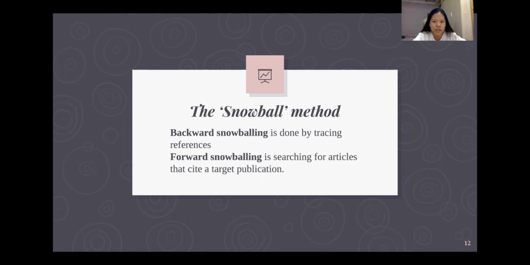And forward snowballing is searching for articles that cite one specific publication. If you know a key publication of a topic, you can use search engines to find later articles that refer to that key publication. This helps to find a large share of the literature on the topic. After obtaining a list of relevant literature, you need to narrow it down to select the most suitable and applicable ones to your project.